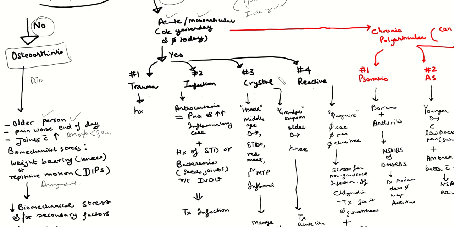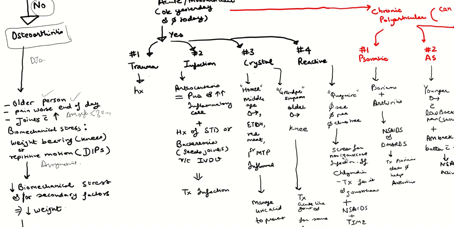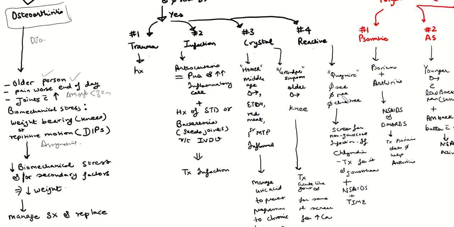Acute monoarticular arthritis could be reactive, which is like Quagmire in Family Guy. Can't see, can't pee, can't climb a tree. So they come in with conjunctivitis, urethritis, and arthritis. Okay? Essentially, if they give you that triad, it's reactive arthritis.